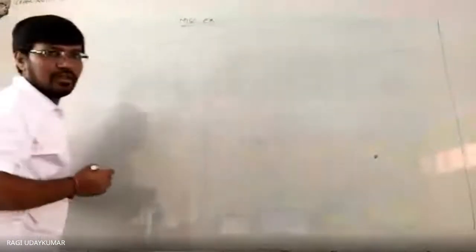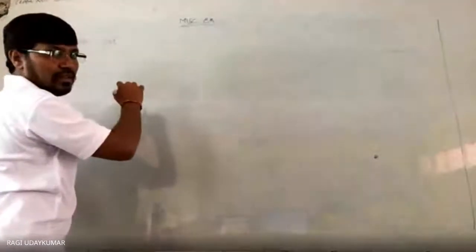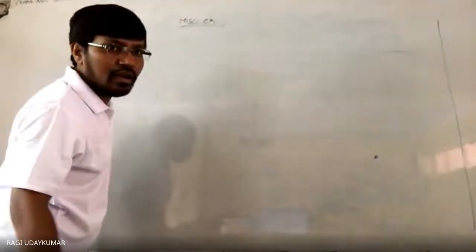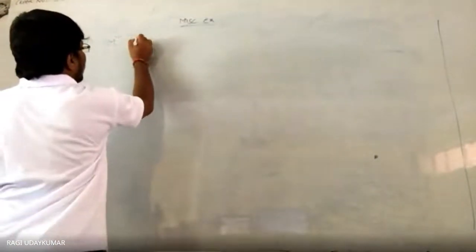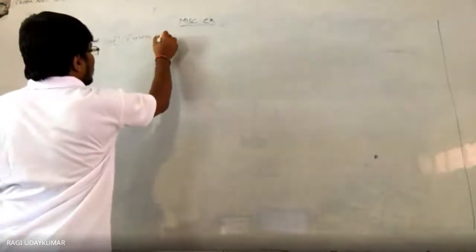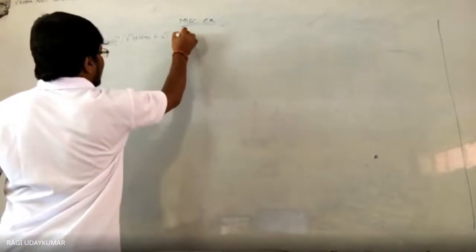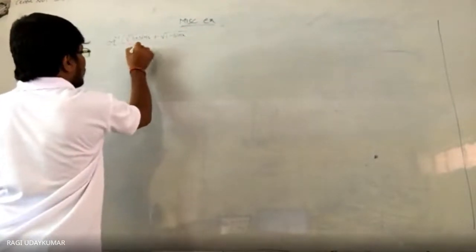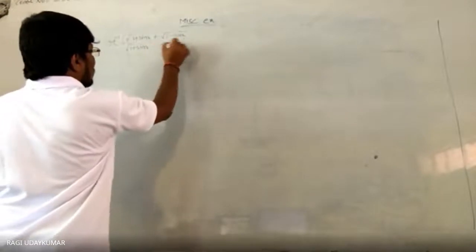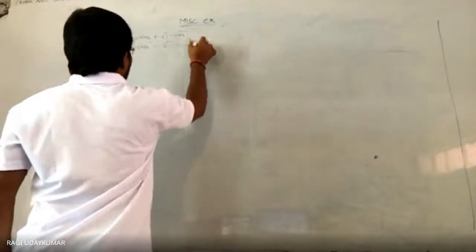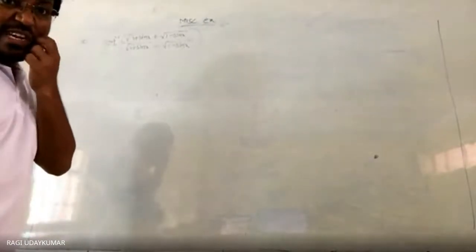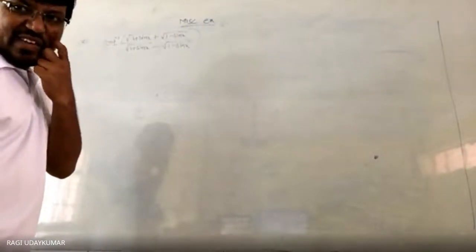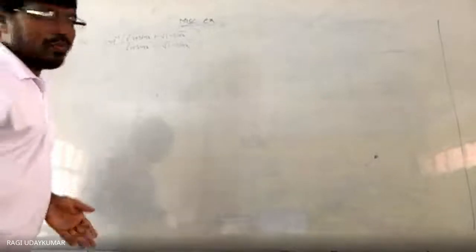One, cot inverse of under root of 1 plus sin x plus under root of 1 minus sin x by under root of 1 plus sin x minus under root of 1 minus sin x. Okay, this is equal to x by 2, we have to prove. This is equals to x by 2.